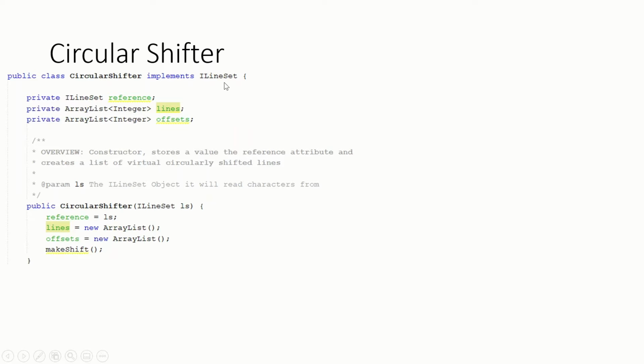Circular shifter is an iLineSet. It has an iLineSet reference that it'll get characters from whenever it invokes the getCharacter method. It has an array list of ints for line indices and an adjacent array list of offsets for where that circular shifted line would start.